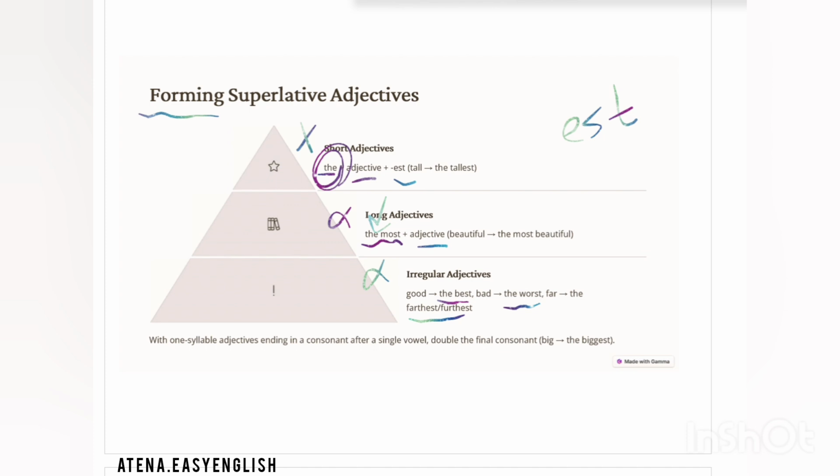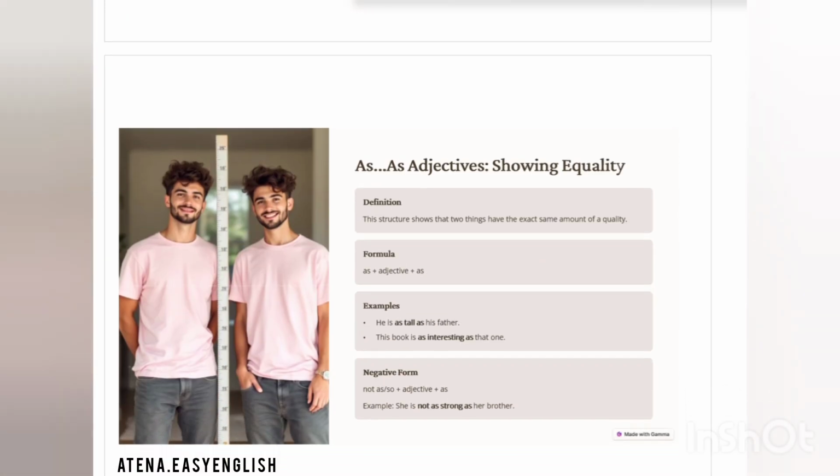Look at here, with one syllable adjectives ending in a consonant after a single vowel, double the final consonant. Okay, so look at here, big. We have i before the last letter. It's a vowel. So in here, when you want to change it, you double the consonant. What's the consonant here? Very good. It's g. So big, biggest with double g. That's great.